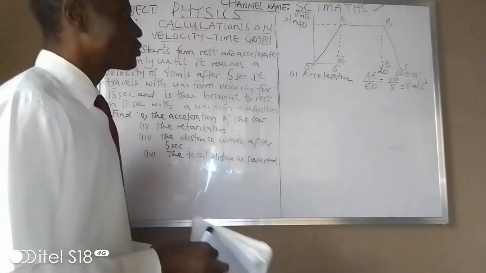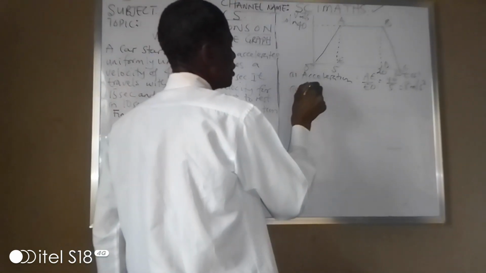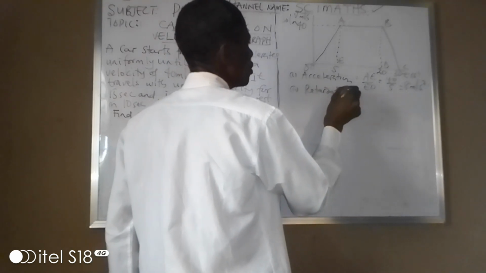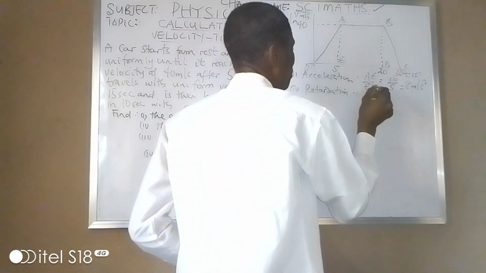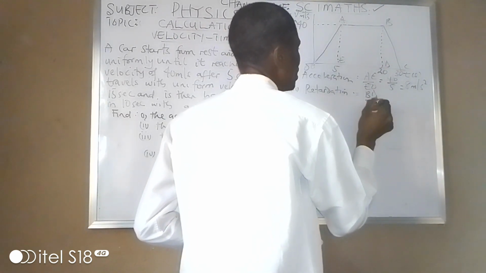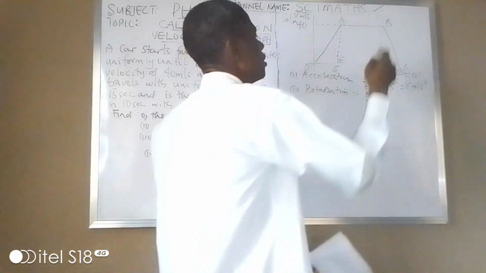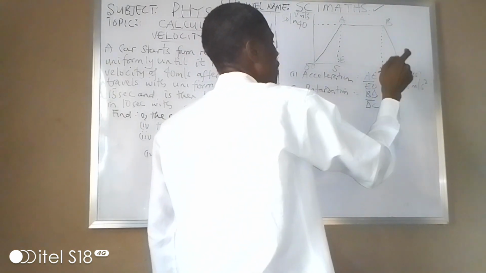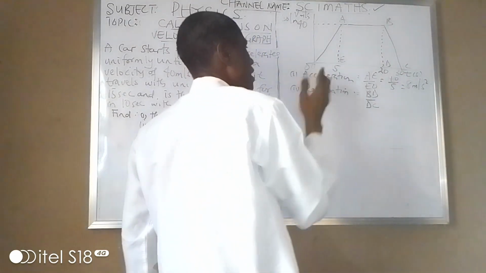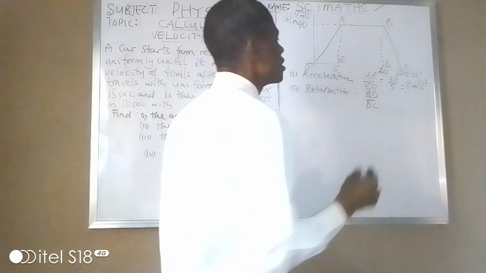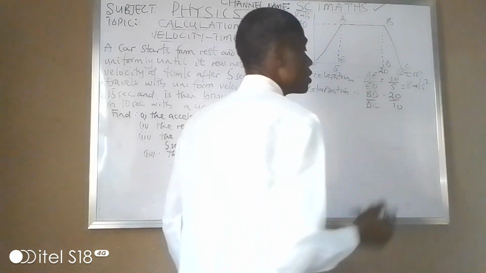Now what about the retardation? Retardation means coming down, the opposite of acceleration. So you now see retardation is coming down. Retardation is BD all over DC. That is going to be the change in velocity over the time taken for the duration DC. Coming down is deceleration or retardation, and going up is acceleration. What is the time for DC? We take away 20 from 30, which gives us 10.